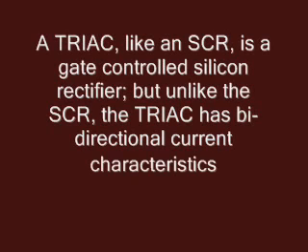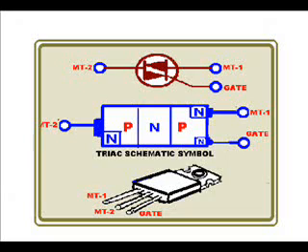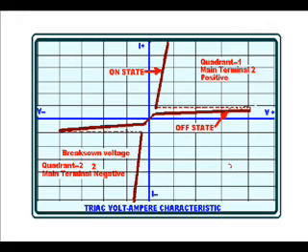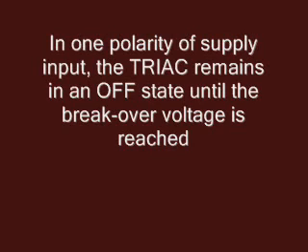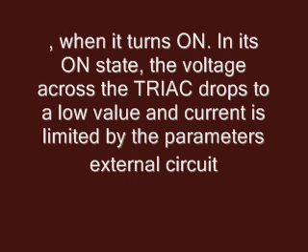The TRIAC, like an SCR, is a gate-controlled silicon rectifier, but unlike the SCR, the TRIAC has bidirectional current characteristics. The TRIAC has 3 terminals designated as MT1, MT2 and gate. In one polarity of supply input, the TRIAC remains in an off state until the breakover voltage is reached. When it turns on, in its on state, the voltage across the TRIAC drops to a low value and current is limited by the parameters of the external circuit.